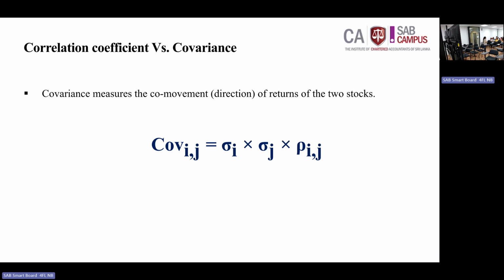Okay, take down the heading: second method to calculate the portfolio risk, with correlation coefficient.